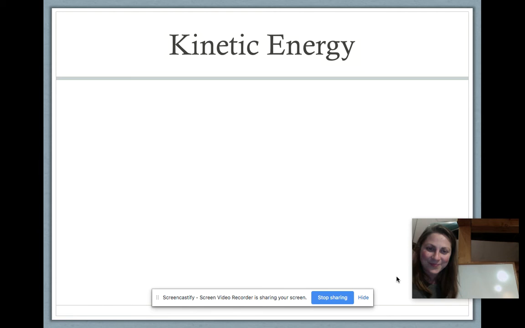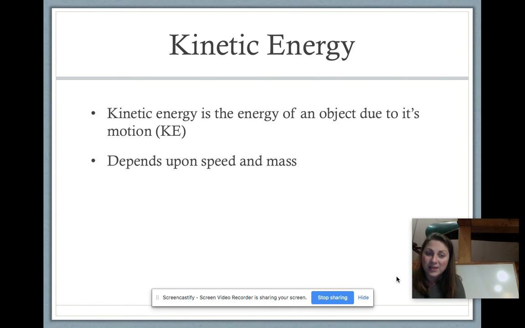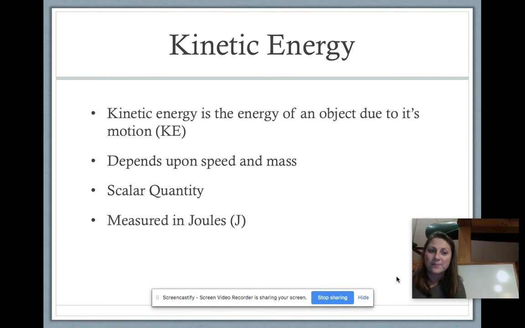All right, so kinetic energy. Kinetic energy is the energy of an object due to its motion, so we use the notation KE. It depends upon the speed and mass of the object. It's a scalar quantity, so it's not going to have direction, and you'll find that kinetic energy can only be positive because velocity is squared in this equation. And it's measured in joules, just like the work that we measured today.